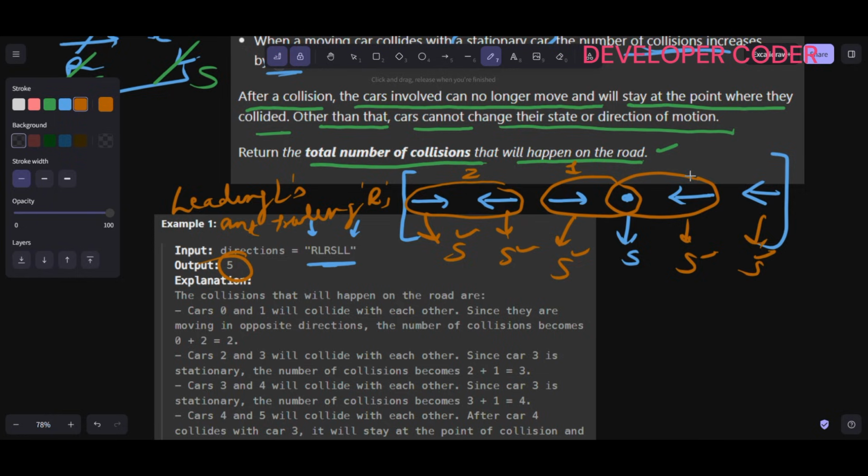This and this will collide, effect is 1. This will also become S. Then later on this and this will also collide, so effect is 1 2 3 4 5. Or you can simply do one thing: after removing all the leading L's and trailing R's, just check all the different values which are not S, and just give the count to them. 1 2 3 4 5, that's it.